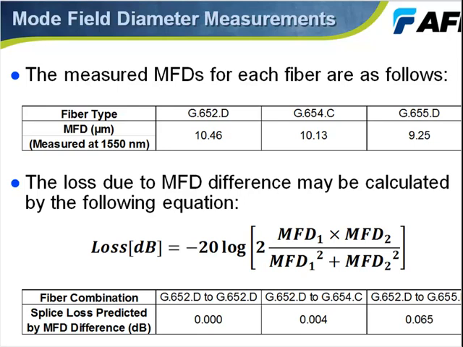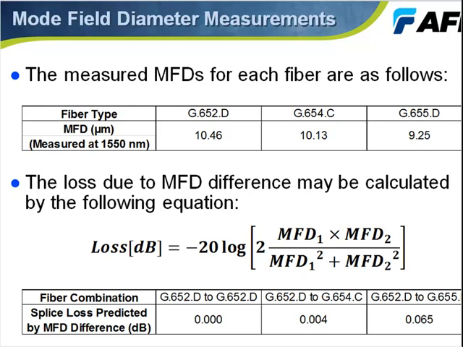And so you can see the measurements of the 652 standard single mode, the pure silica core 654, and the non-zero dispersion shifted fiber. So for the 652 and 654 fibers, the mode field diameter difference is relatively small, but the mode field diameter of the 655 fiber is small relative to both of the other fibers.